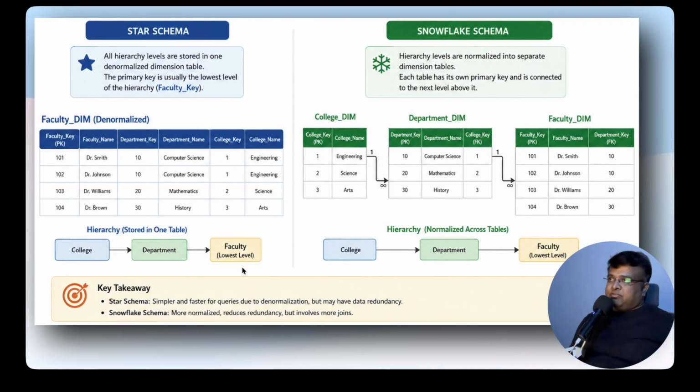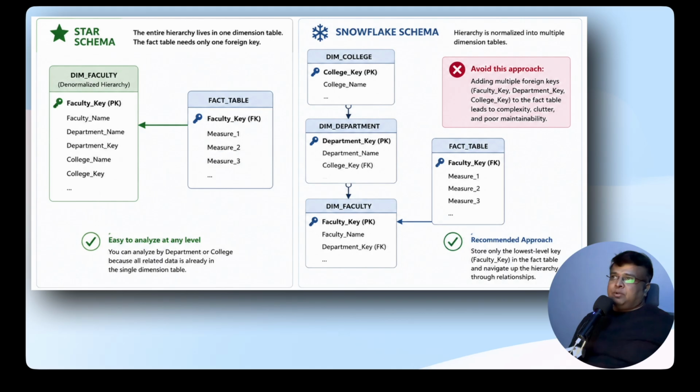Instead, even in snowflake schema, the fact table usually stores only the key of the lowest level of hierarchy. Again, something like a faculty key. From there, faculty dimension links to the department dimension. Department dimension links to the college dimension. So you can still navigate up the hierarchy wherever needed. Most BI tools handle this join automatically behind the scenes, right? But if you're writing the raw SQL query yourself, you'd probably join the tables together using a group by command at whatever level you want, maybe at faculty, department or the college level.